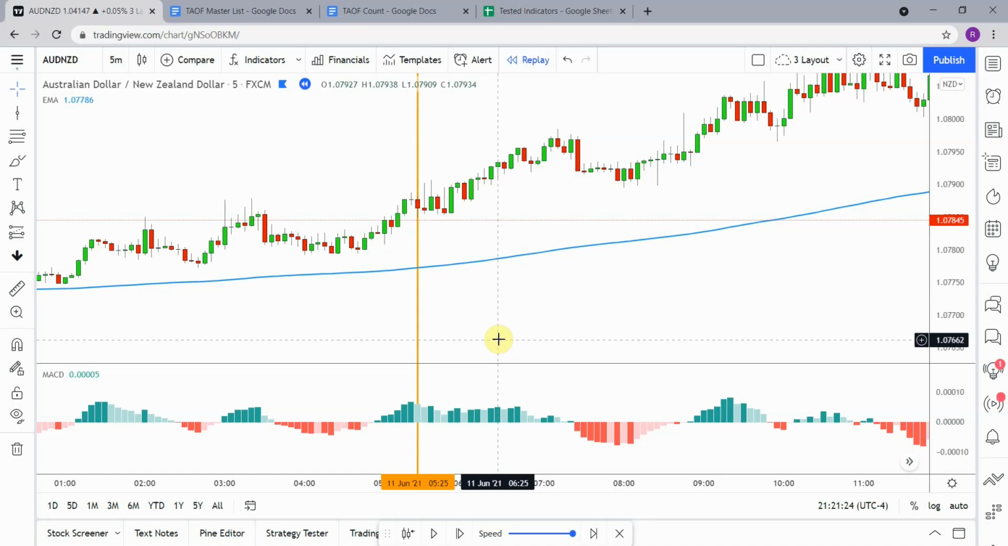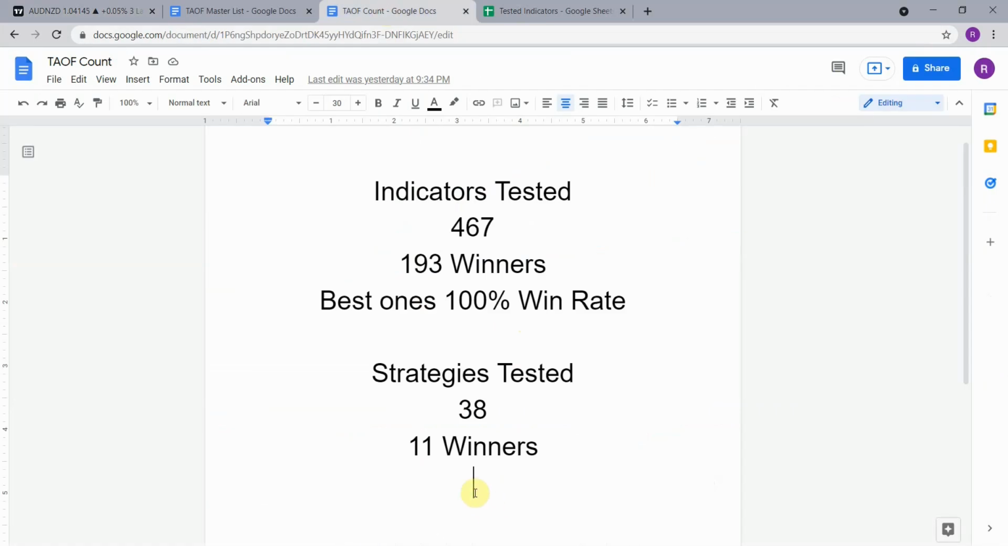Alright, as I said, today we will be testing a 5-minute scalping strategy. Before we do though, I wanted to put the testing scoreboard up for everyone to see. So to date, we have tested a total of 38 different strategies. This one will be the 39th, and out of those we have had 11 winners.